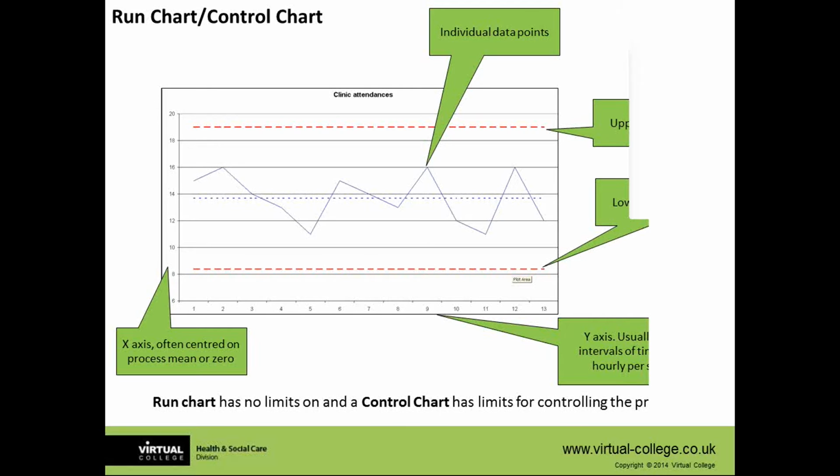So run control chart, here's an example, and basically rules for a control chart. You have your upper and lower limits, you have a y-axis in intervals of time, usually per day or per week or per shift, and then you can start to look at your upper and lower control. You can work out your mean, you can work out 99.7% of the time what is expected to come through your service.